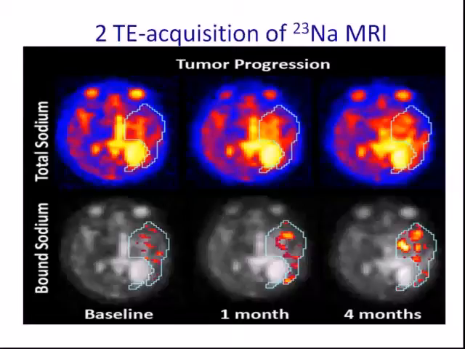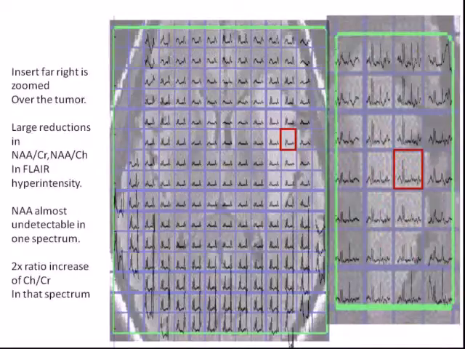An example where you can see the response and the change of the tumor progression over time in the bottom row on the sodium before you actually can see it on the conventional imaging, but also looking at response to therapy where you can actually see changes in the intracellular sodium concentration without much change on the FLAIR. So this is all work that needs to be figured out.